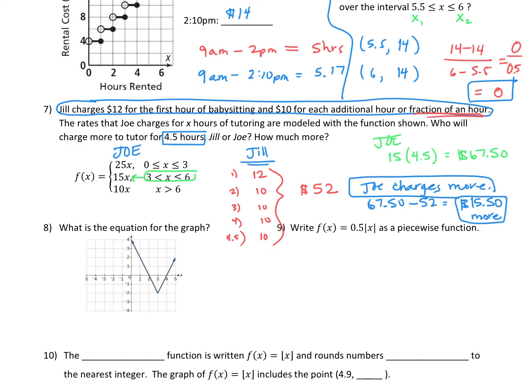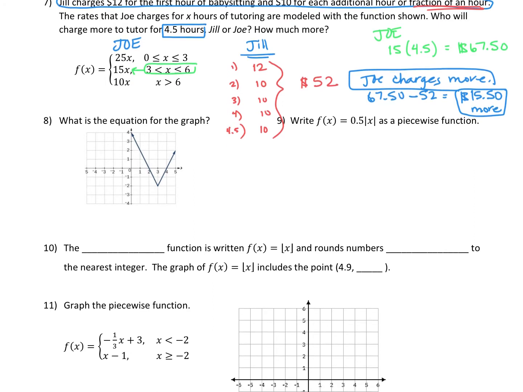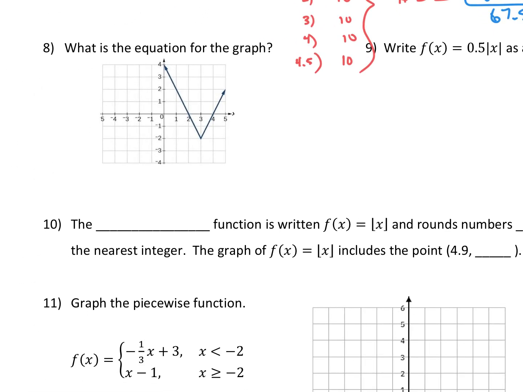All right, number 8. What is the equation for this graph? So if we take a look at our graph, well, it's a V-shaped graph. I can see that the vertex has moved away from the origin. It's now over here. And I can see that it got a little bit narrower. So let's identify what has happened out here.